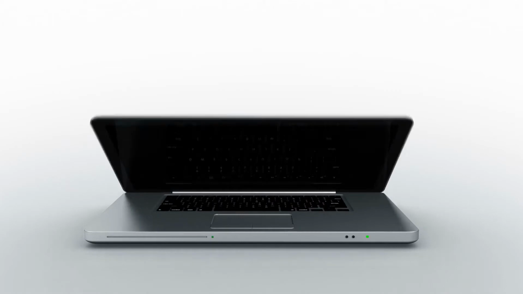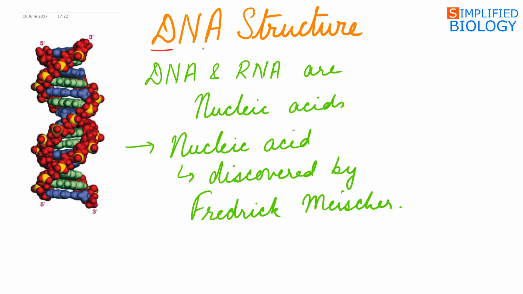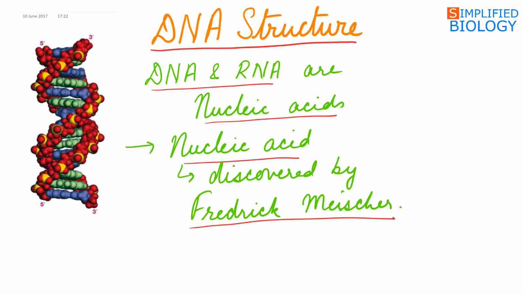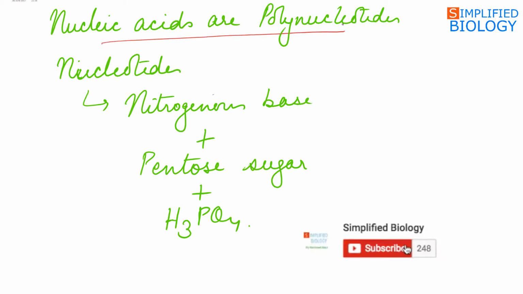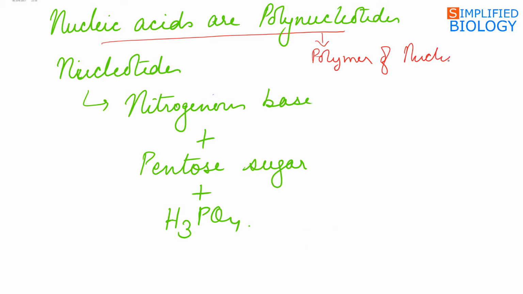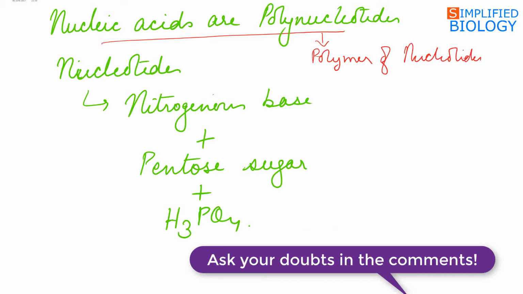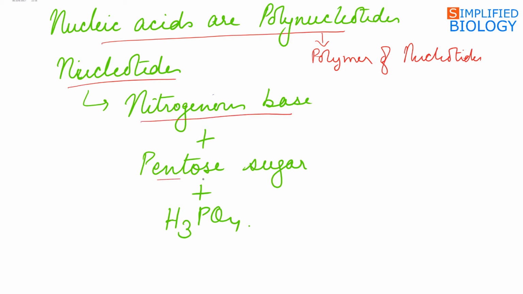Today's topic, as requested by many, is DNA structure. DNA and RNA are nucleic acids. Nucleic acids were discovered by Frederick Miescher. Nucleic acids are polynucleotides, means polymer of nucleotides. And nucleotides are made up of nitrogenous base, pentose sugar and phosphoric acid.